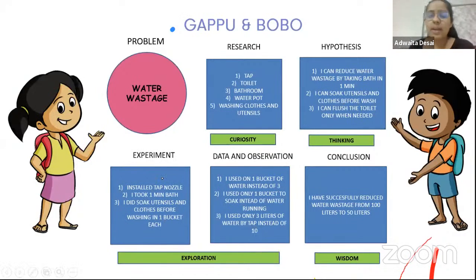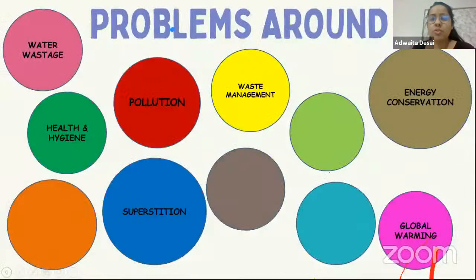Yes. Okay, great, Padmavati. So you have to pick up a topic of your favorite topic which you want to solve by becoming a superhero like Gappu and Bobo, and you have to find out the research, the hypothesis. आप experiment क्या करोगे, उसके बाद आप observation क्या करोगे और conclusion क्या करेंगे. Is it clear? I will now show you the problems. Everybody has to pick one problem. हर एक को एक ही problem लेना है.